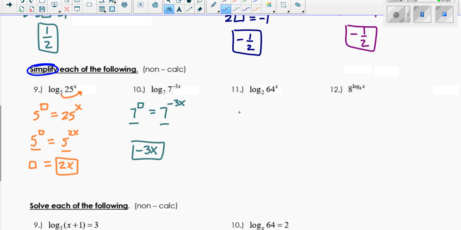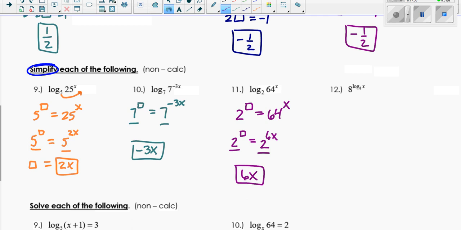Alright, next one. 2 to the something power equals 64 to the x power. So I leave 2 to the something equals, and 64 is the same thing as 2 to the 6 power times x. So then I get the same bases, so I know that that something is equal to 6x, which is my simplified expression.